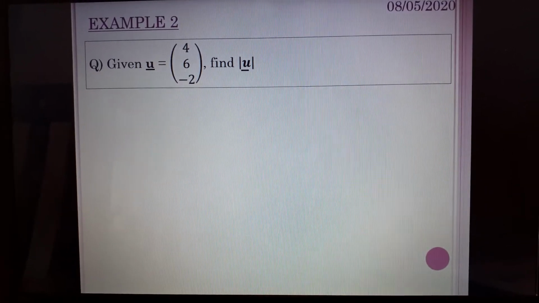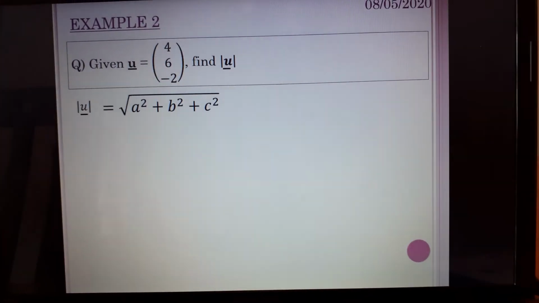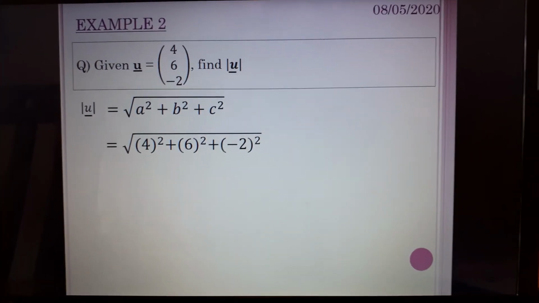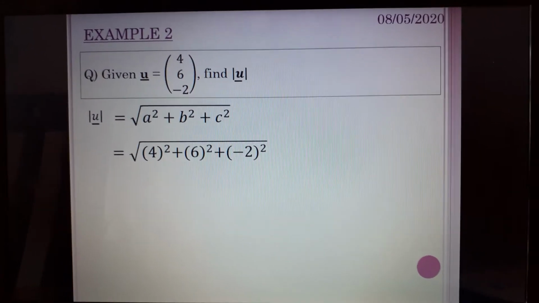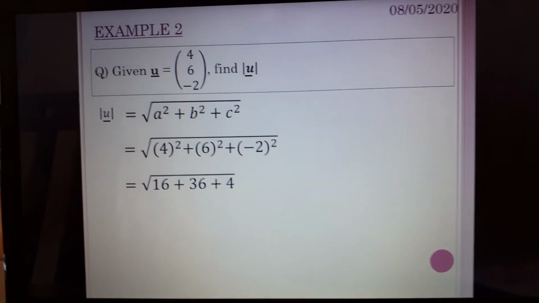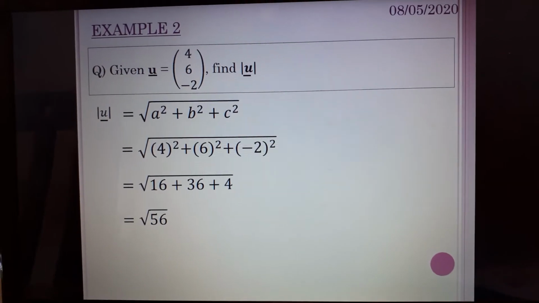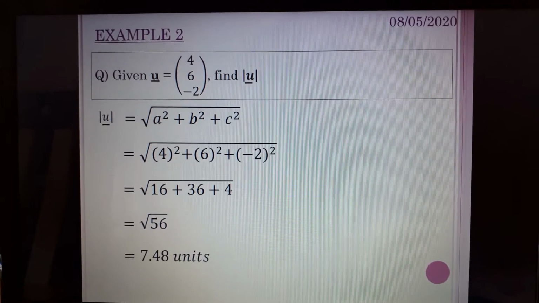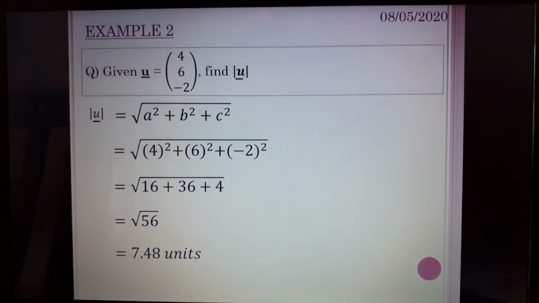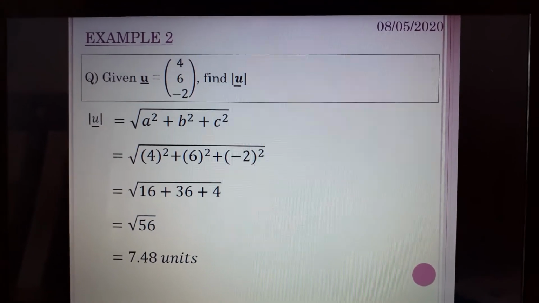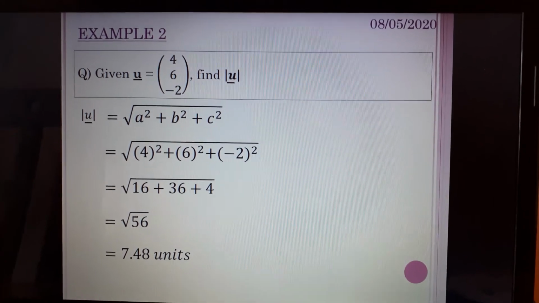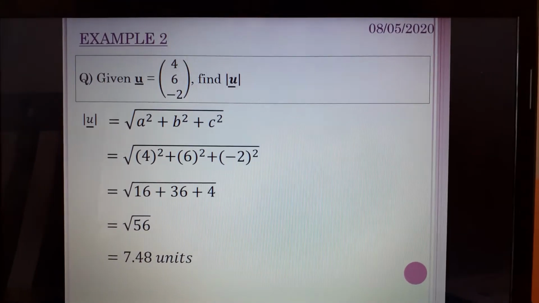Okay, and here's an example for 3 dimensions. We square the 3 numbers, and we add them together. Don't forget the negative 2 squared is a plus. We have 16 plus 36 and a plus 4 at the end. We add all of that together, and that's root 56. Now we can change it to a decimal if we have a calculator, or we can keep it as a simplified surd if we don't.